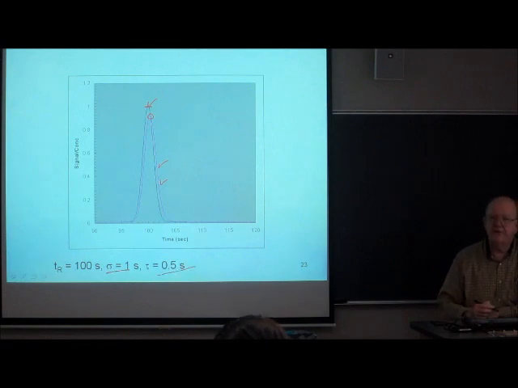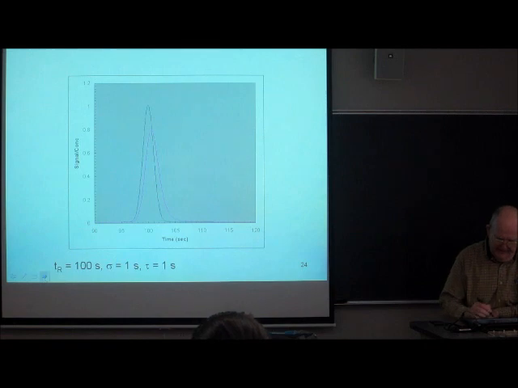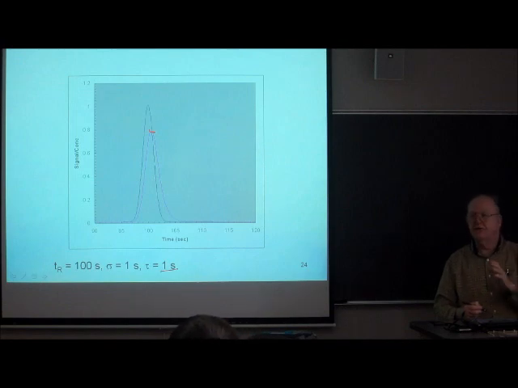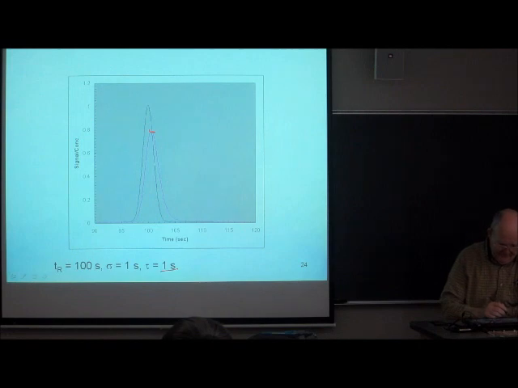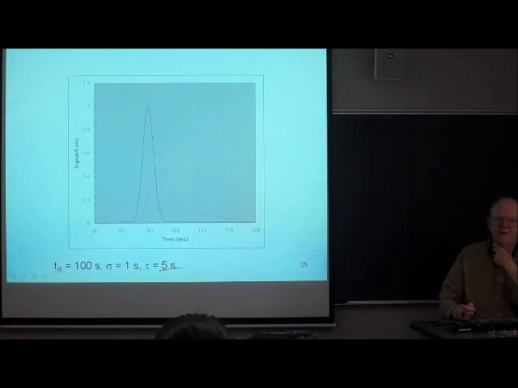If I make this time constant longer, that means I make the device slower, and I kick it up to 1 second, the maximum is now lower again, the peak is wider, and it comes out later. And if I make it longer again, you're really doing a lot of damage to your signal at this point, a lot of damage.